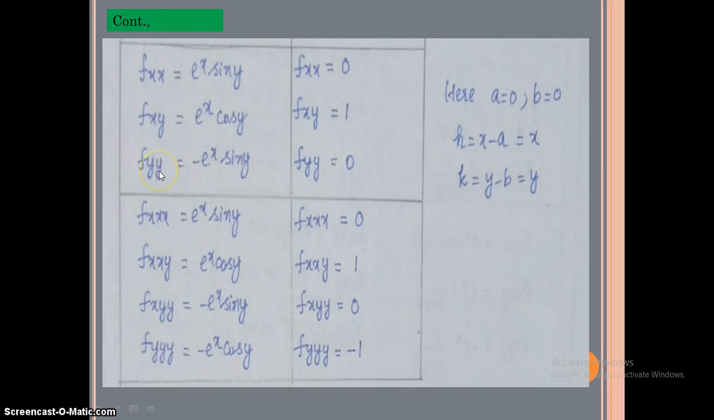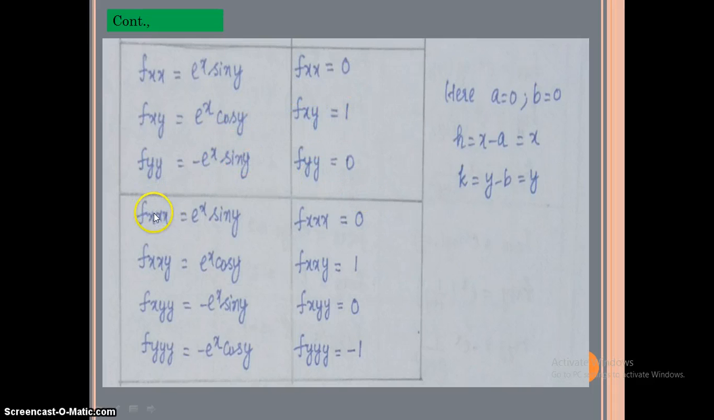f double y means again we go through the single derivative with respect to y, again with respect to y, so minus e power x sin y. Then put x equal to 0, y equal to 0. This one is 0, cos 0 is 1, e power 0 is 1, we get 1. Then sin 0 is 0, so this one is 0.